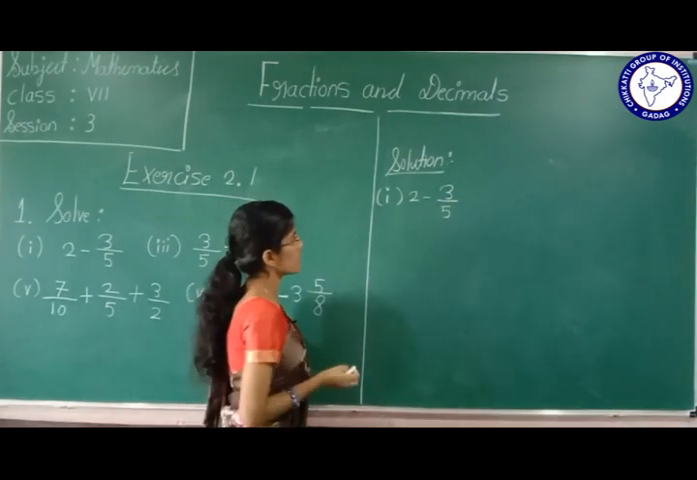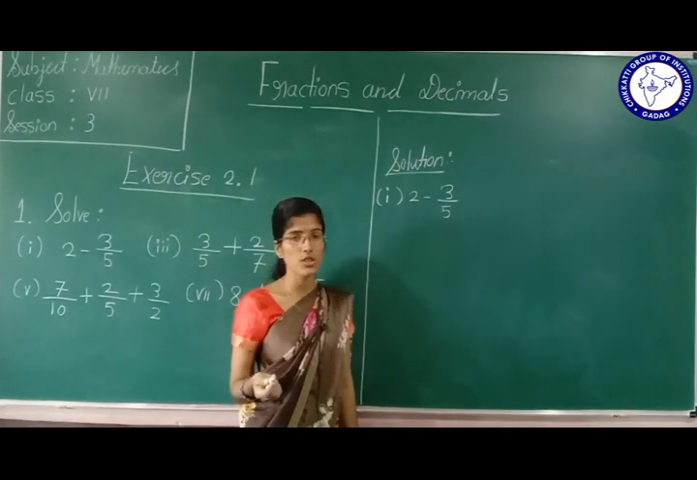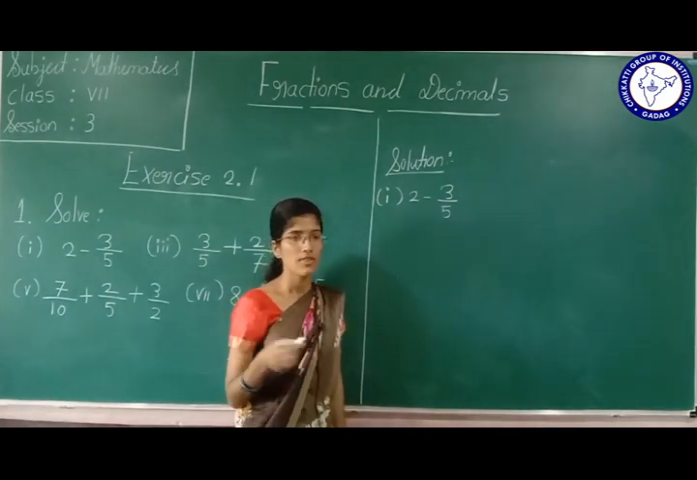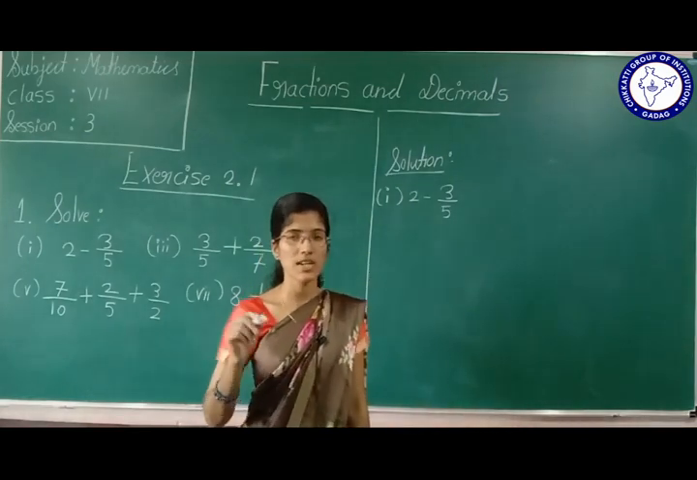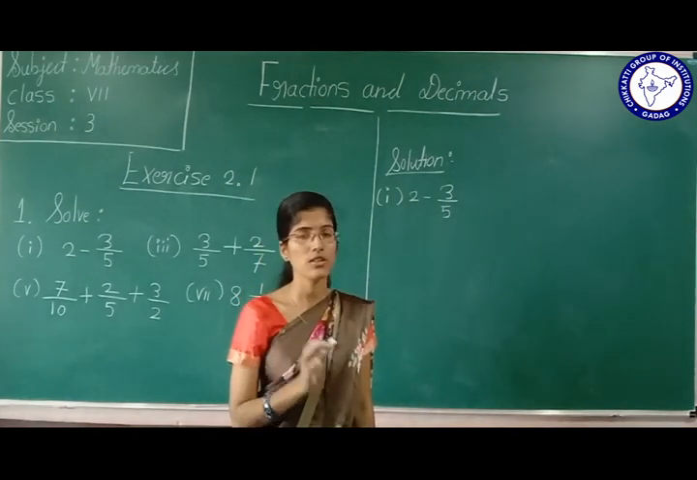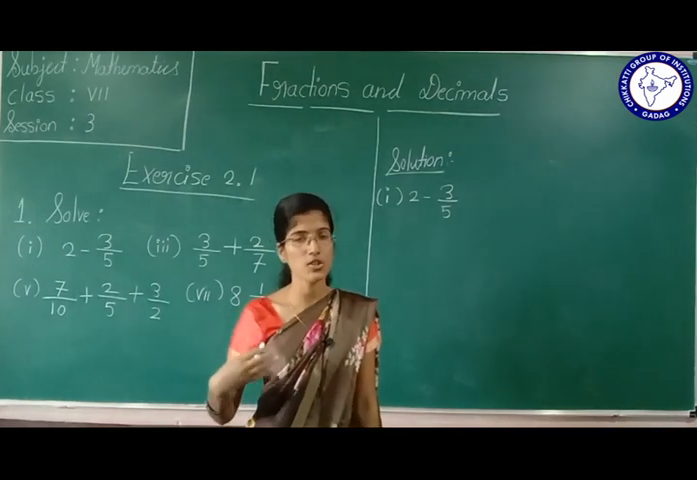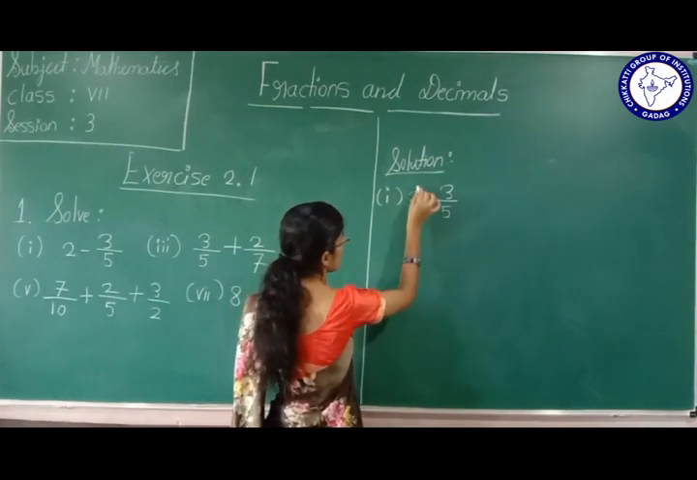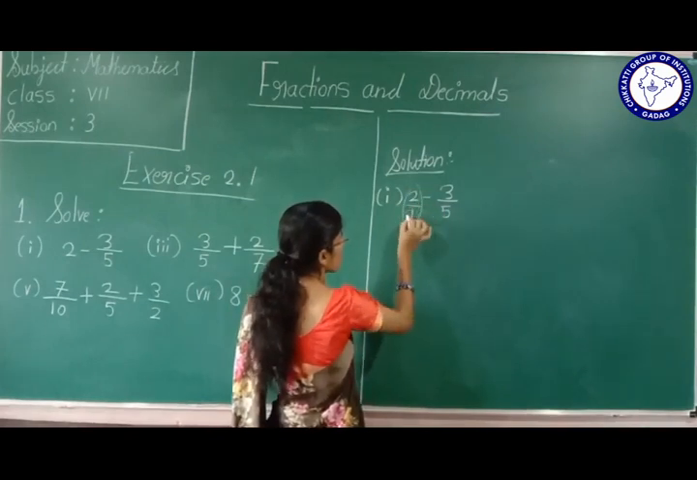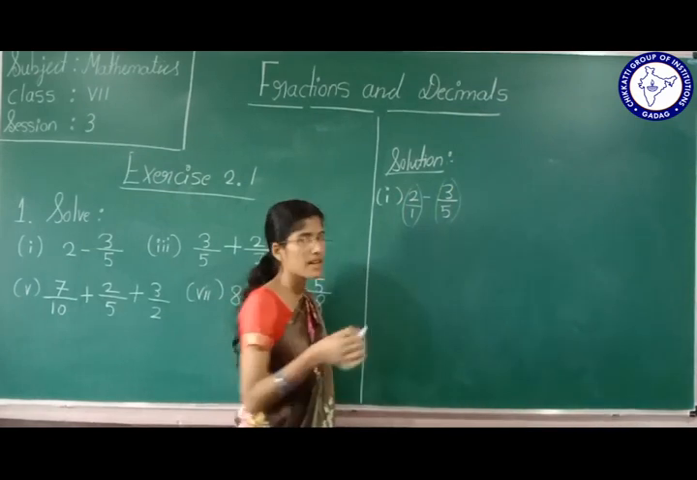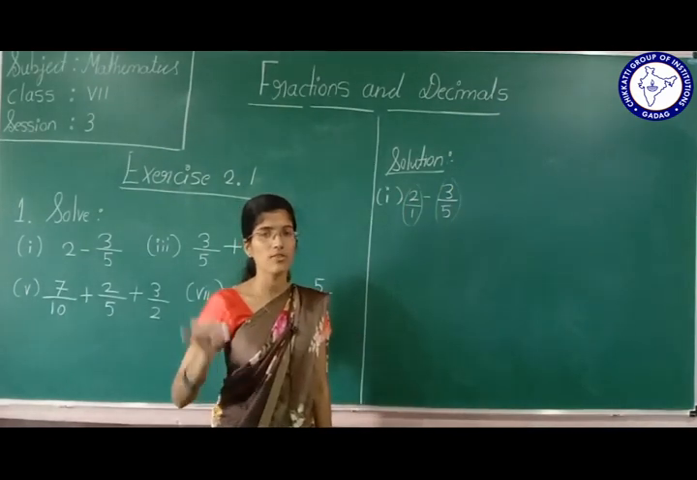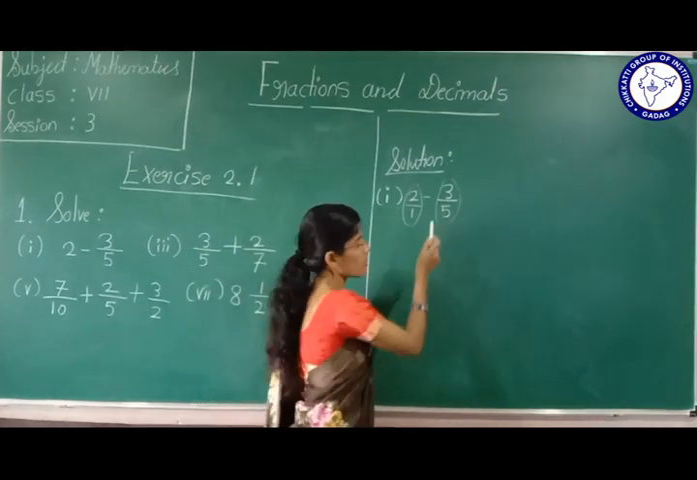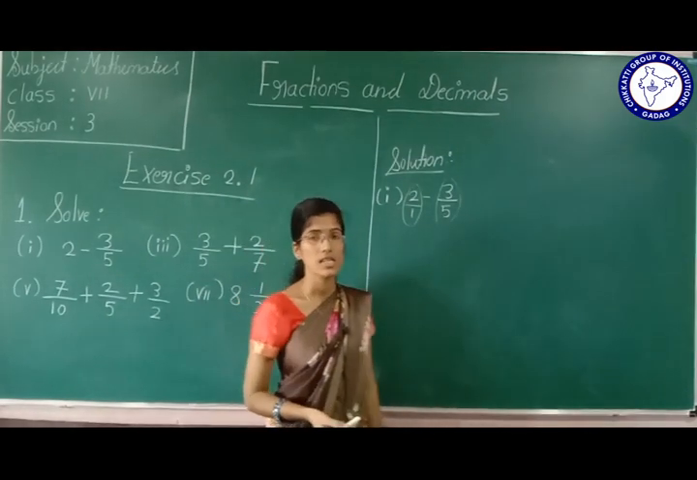See here, I told you how to do subtraction of a fraction. We learned subtraction of like fractions and subtraction of unlike fractions. First, these are unlike fractions. Yes or no? 2 by 1 and 3 by 5 are unlike fractions. First we have to convert into like fractions. To convert into like fractions, what do we have to do? We have to take the LCM.